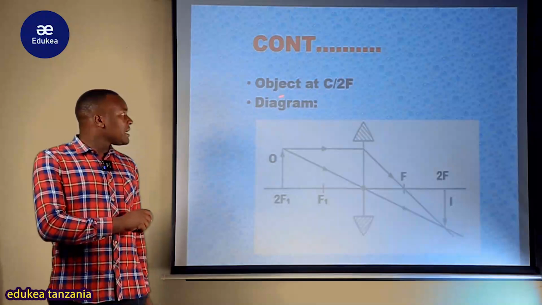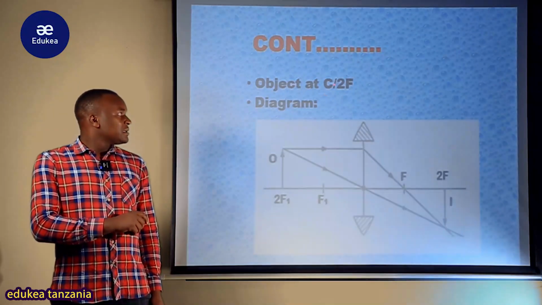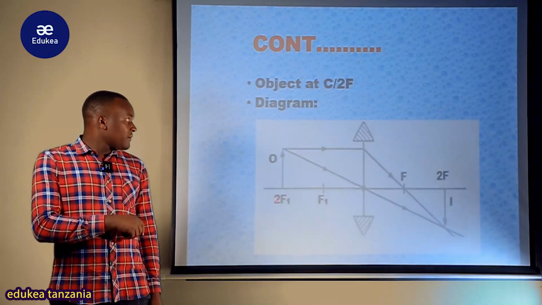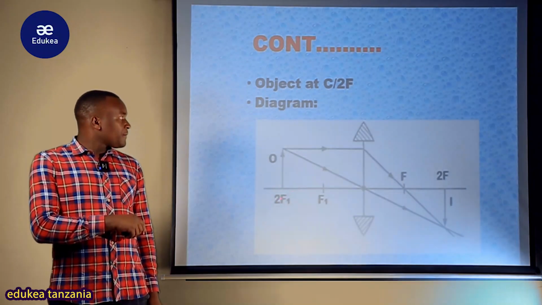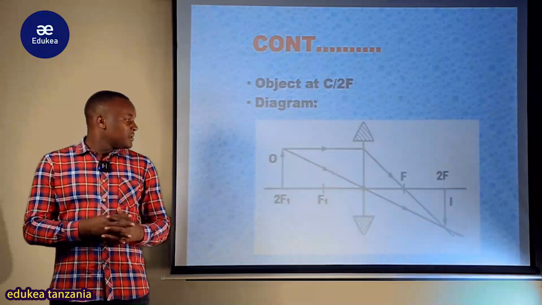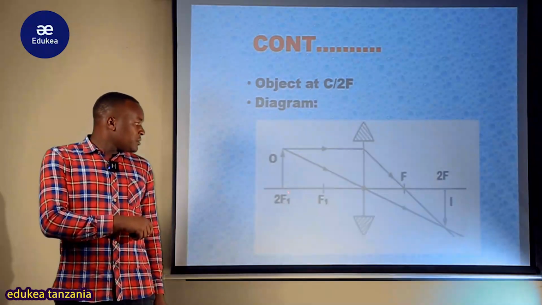Tuangalie property nyingine ni object at center of curvature divided by 2f kama inavyoonekana hapa. So at 2f kwamba inakuwaje? So we say diagram is looking like that.